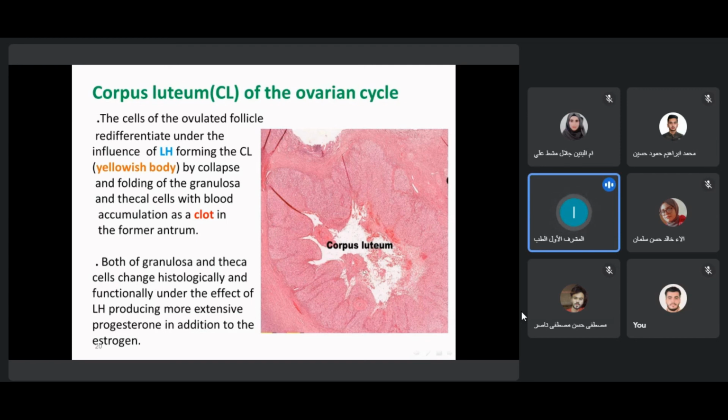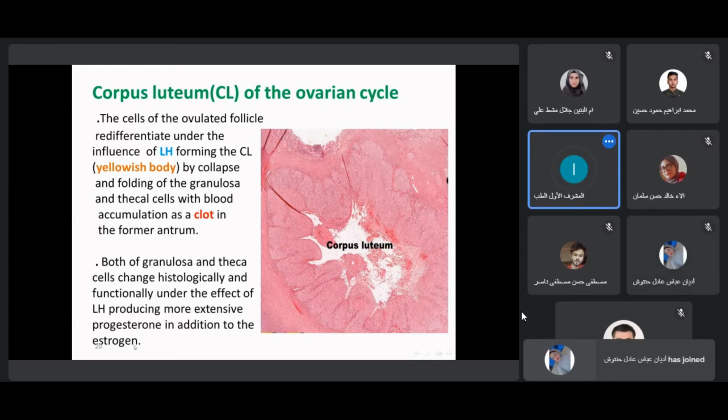Both the granulosa cells and theca cells will change under the effect of LH, and the function of the corpus luteum during the second part of the menstrual cycle is the production of progesterone, in addition, of course, to estrogen, but in the second part of the cycle progesterone is the more predominant. Estrogen is predominant in the first part of the cycle. So in the first part of the cycle, FSH and estrogen are predominant, and in the second part of the cycle, LH and progesterone are the predominant hormones.